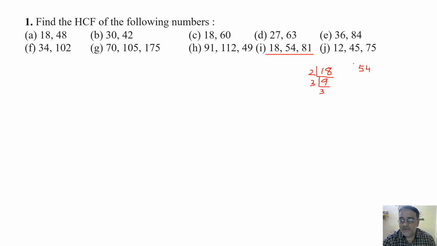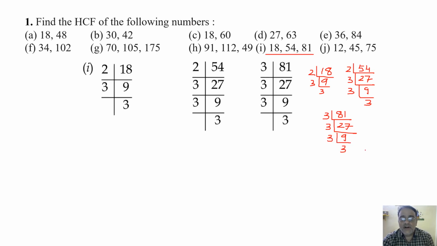First you divide by 2. 27. Now divide by 3. 9. Now divide again by 3. 3. Okay, stop. Now 81. Divide by 3 first. 27. Again divide by 3. 9. Again divide by 3. 3. Stop. So we got this.